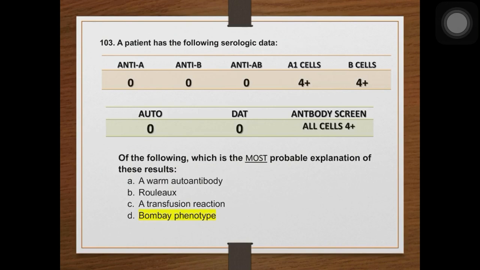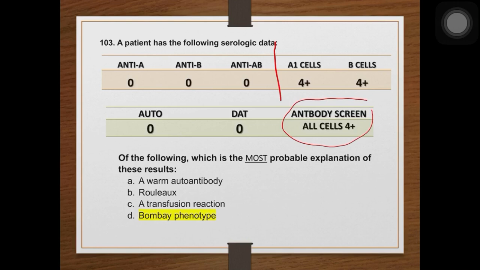Next, 103, ang forward po niyan tsaka reverse, siya ay group O. Pero, sa antibody screen, lahat nag-react. So, sino po ito? Maaari po itong Bombay. Remember, yung Bombay red cell ay incompatible sa lahat. Ang Bombay patient, ang Bombay blood, incompatible po sa lahat kasi meron po siyang anti-H.